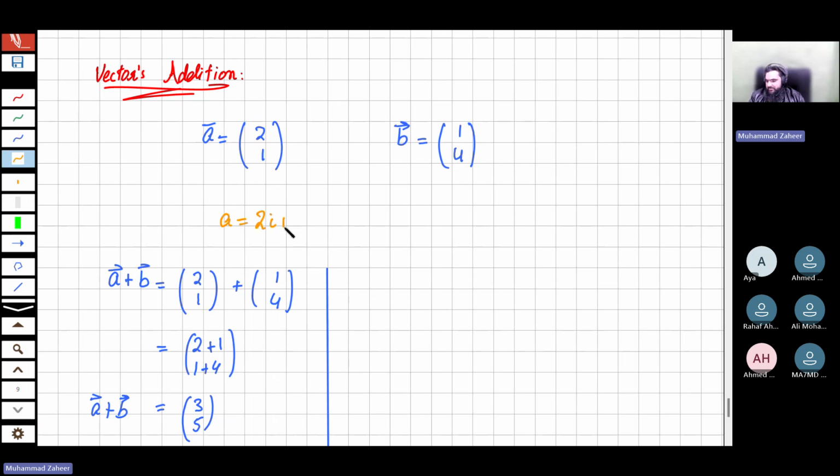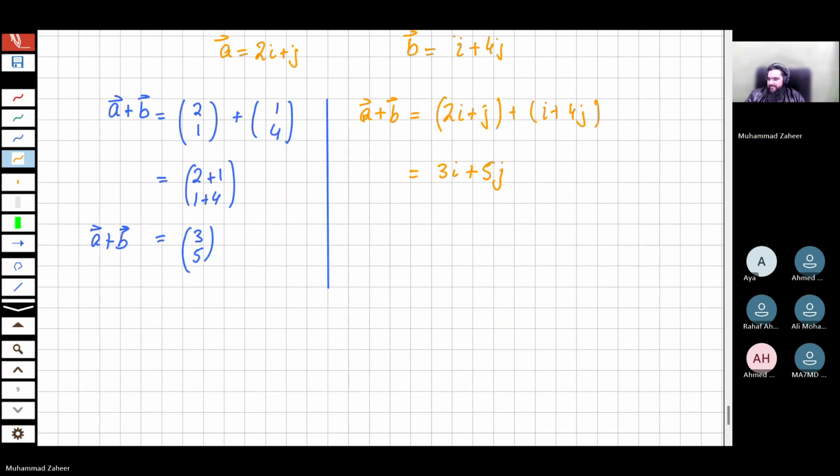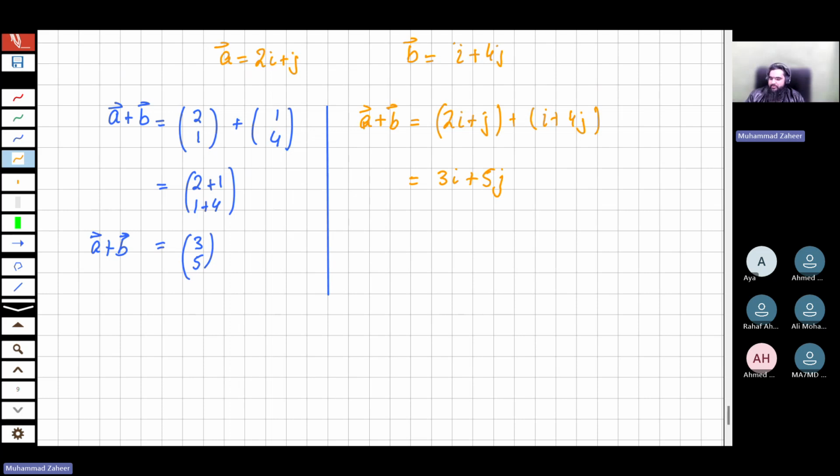For example, if you have to write this vector in the ij form, we have a vector equal to 2i plus j, and we have b vector equal to 1i plus 4j. If you are going to add these vectors, vector a plus vector b will be equal to 2i plus j plus i plus 4j. The i values will be added into the i and j into the j. So 2 plus 1 will be 3i, plus 4 plus 1 will be 5j. That is exactly the same thing, just the difference is we are talking in terms of i and j.